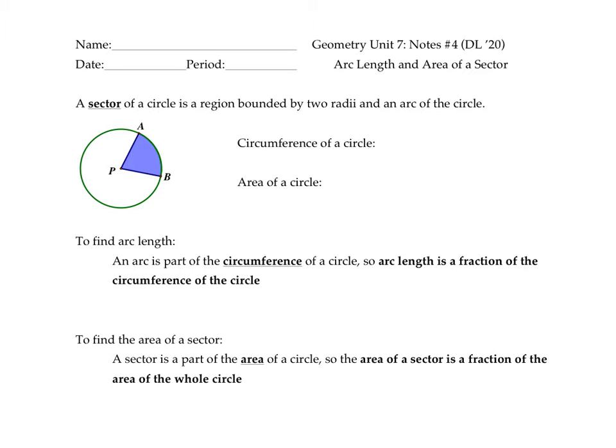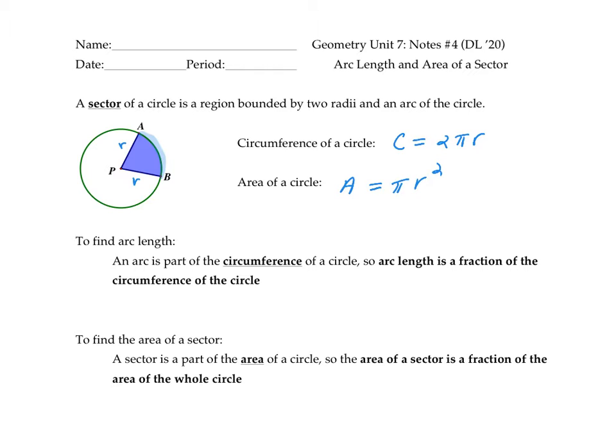Hey everyone, in today's lesson from Unit 7 on circles, we'll be discussing arc length and area of sectors. A sector of a circle is a region bounded by two radii and an arc of the circle. So here's our arc from A to B, and then the two radii would be line segment AP and line segment BP. Now, two formulas you need for today are circumference of a circle, which is 2 times pi times the radius, and area of a circle, which is pi times the radius squared.